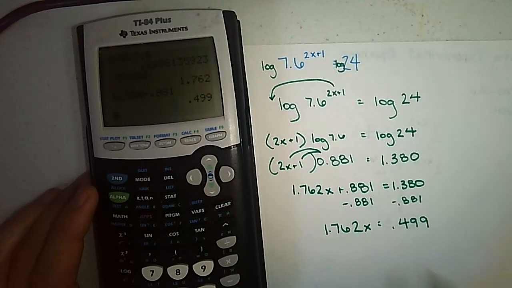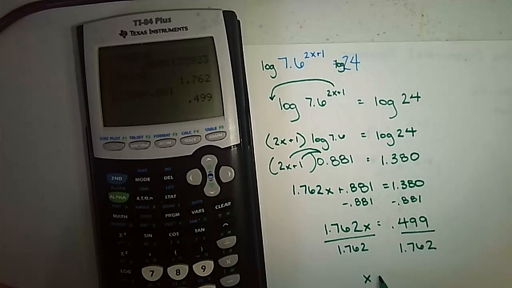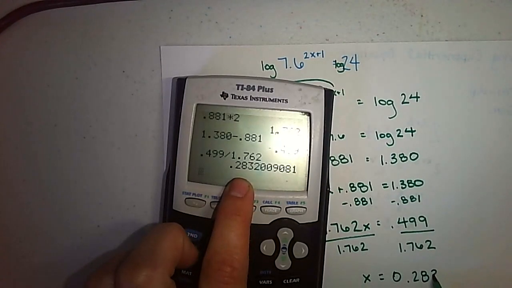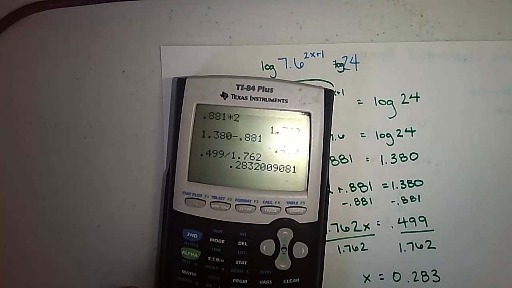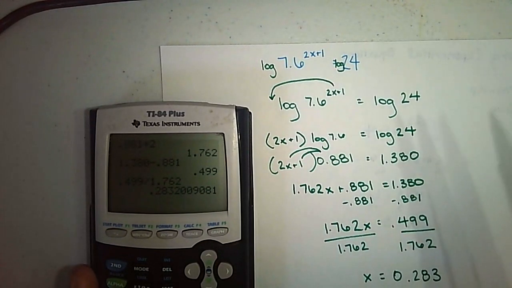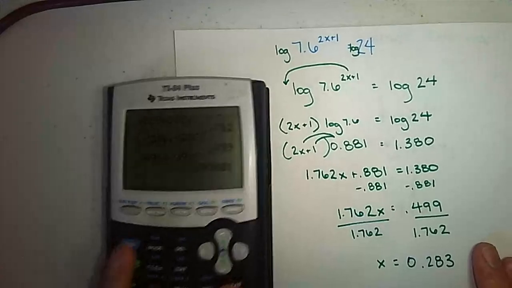And then I'm going to go ahead and divide both sides by 1.762. And my approximate answer is going to be 0.283. Now, again, you don't need to plug this in because there's no logs in there, but I just want to show you guys how to check your answer.